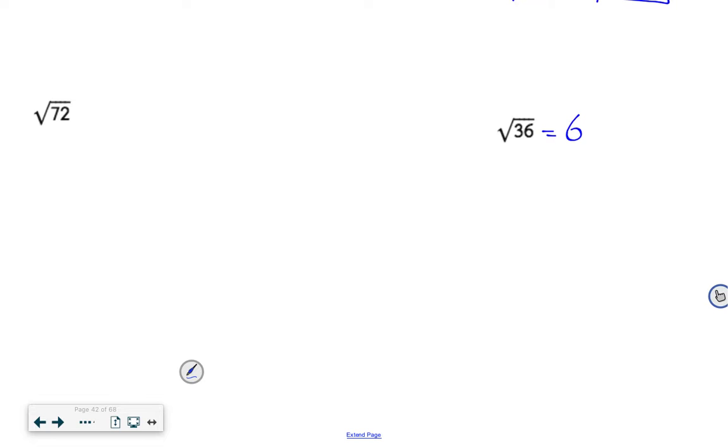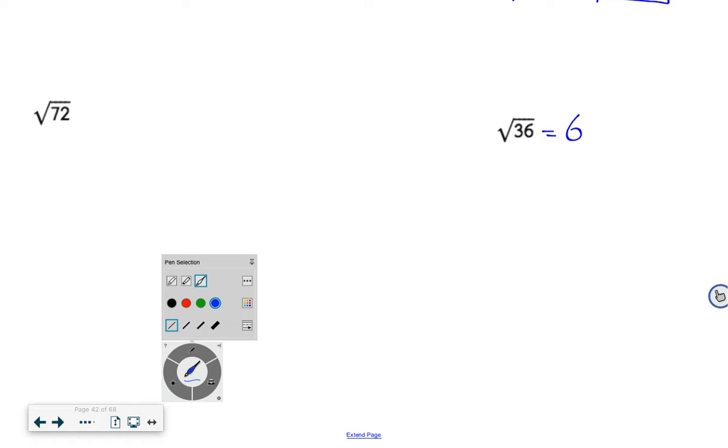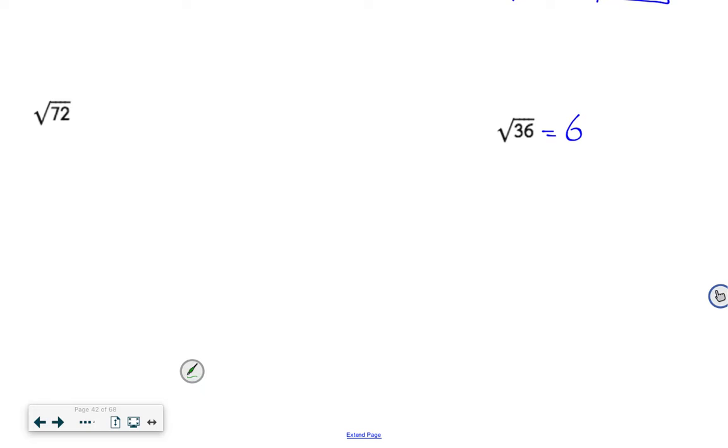Radical 72. Is it a perfect square? No. Now, what am I going to do? I am going to find two factors, but one of them must be the greatest perfect square. First, for example, 8 times 9 is one of the pairs of factors, right? Because 8 times 9 is equal to 72. What else? 36 times 2. As you see here, 36 is the greatest perfect square.